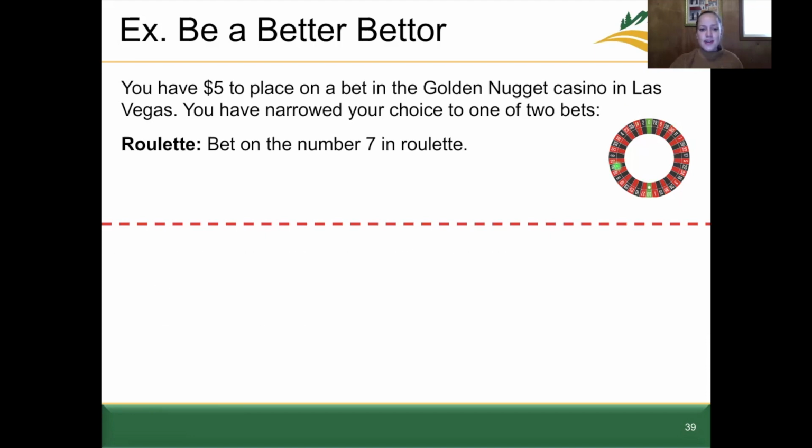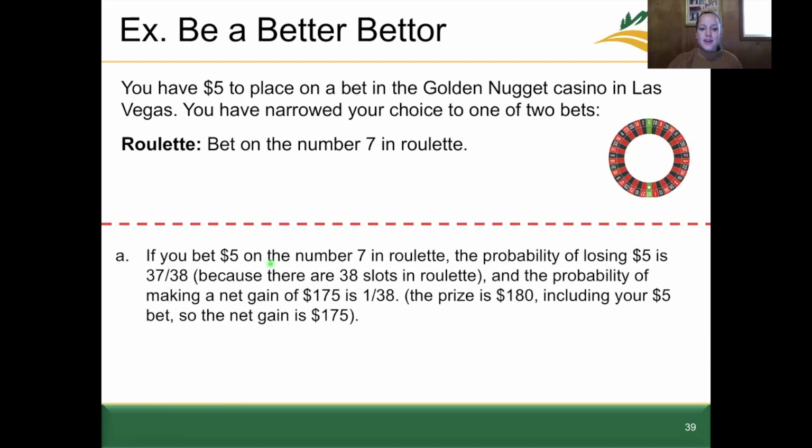So let's set the stage here. If we bet $5 on the number 7 in roulette, the probability of losing $5 is 37 out of 38, because we can only get number 7 in one of 38 of these slots. So then the other 37 are going to be that we don't get 7, we lose. So then the probability of making a net gain of $175 is 1 out of 38 chances.